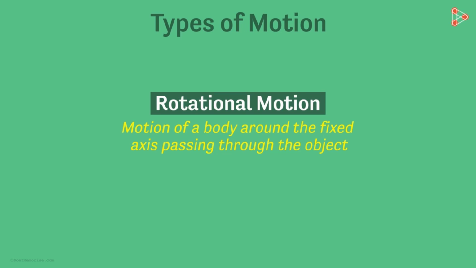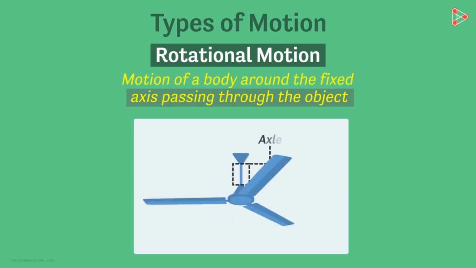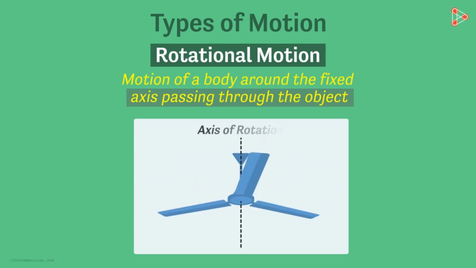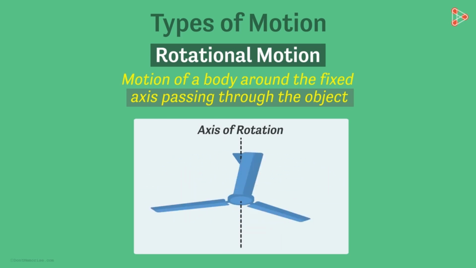There is another type of motion called a circular motion. What can this type of motion be? It is the motion of a body along the circumference of a circle. Example: motion of the Earth around the Sun is an example of circular motion.